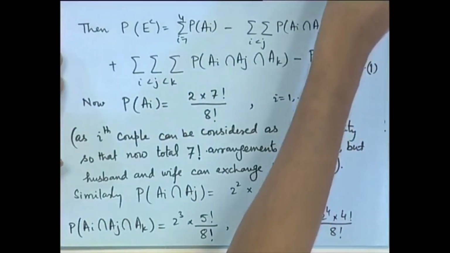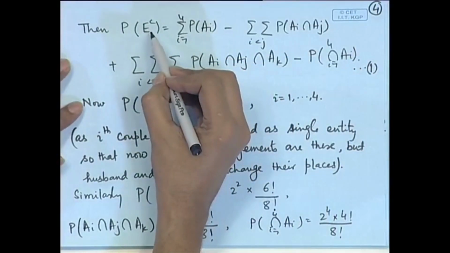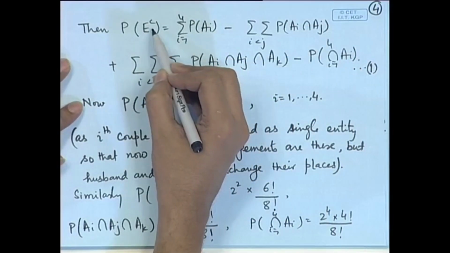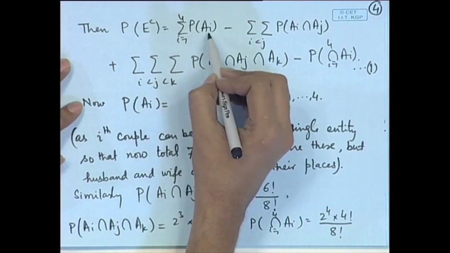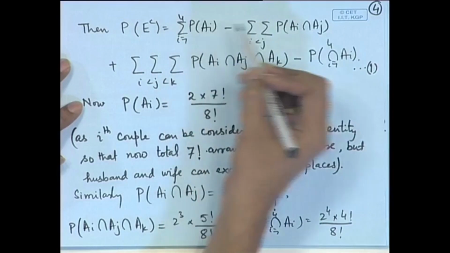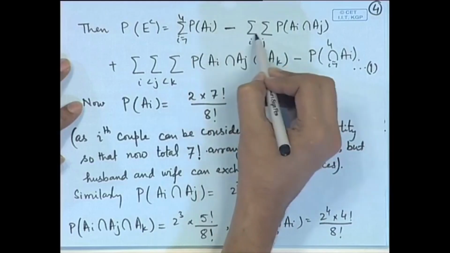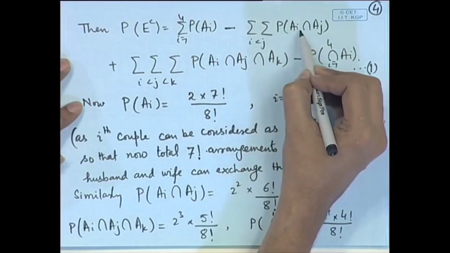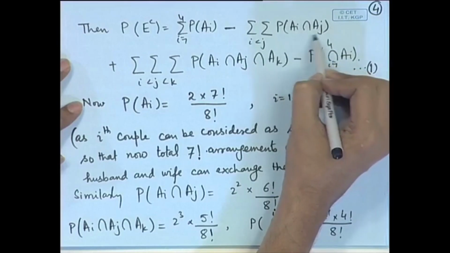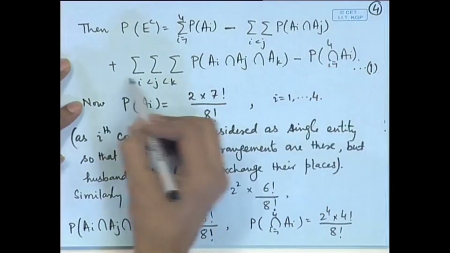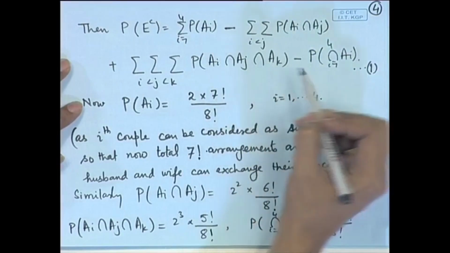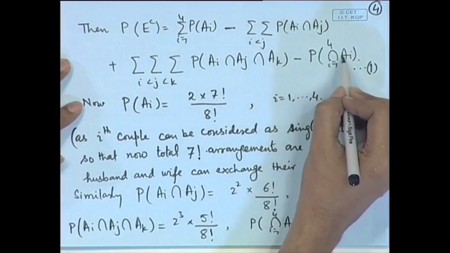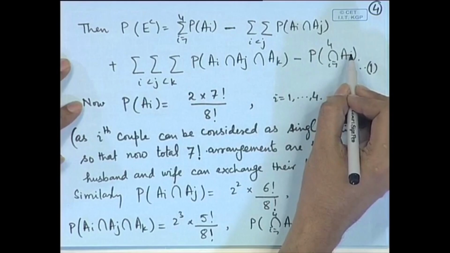Let us consider, say, the general addition rule. So, like in the previous problem, the probability of E complement becomes the sum of the probabilities of individual events, minus the double summation of the probability of intersection of two events taken at a time, plus the triple summation of the probability of three events taken at a time, minus the probability of intersection of all of them taken together.